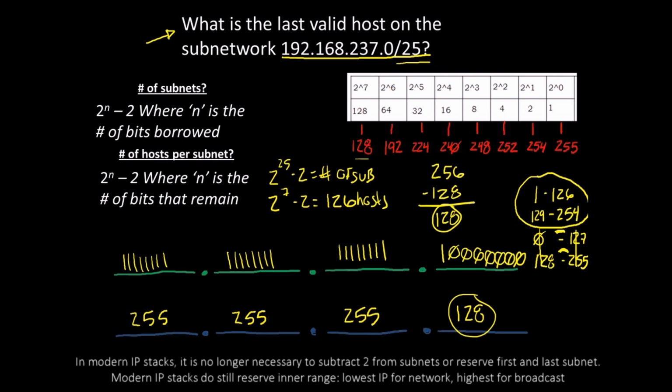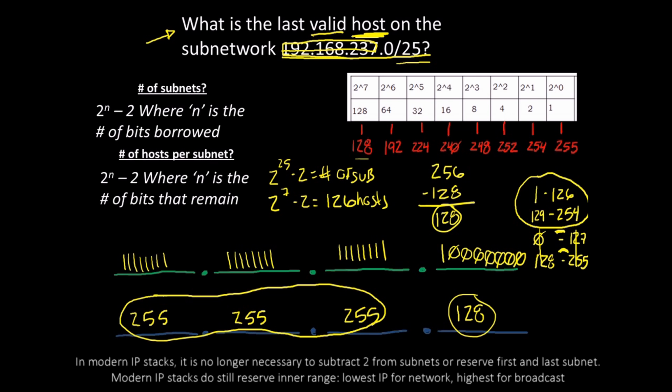So let's go back to the wording. What is the last valid host on the subnetwork 192.168.237.0? Now remember, because these three here, this locks that first part of the network in, we can essentially ignore this part right here. This part right here is reserved for part of the network. That only leaves us this to work with. So what is the last valid host on the subnetwork 0 here?